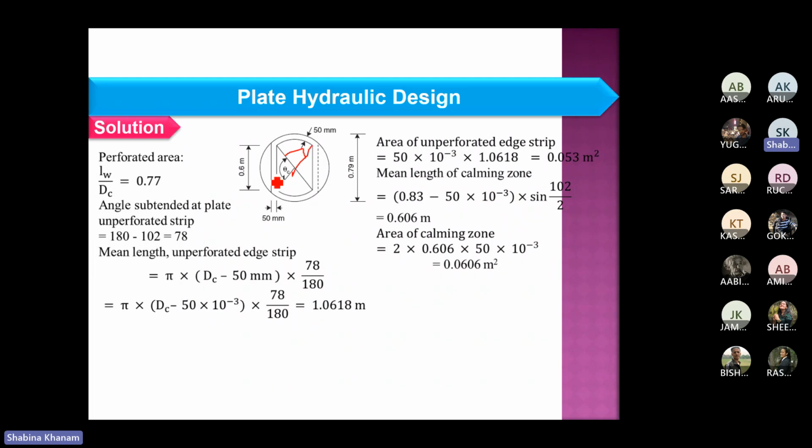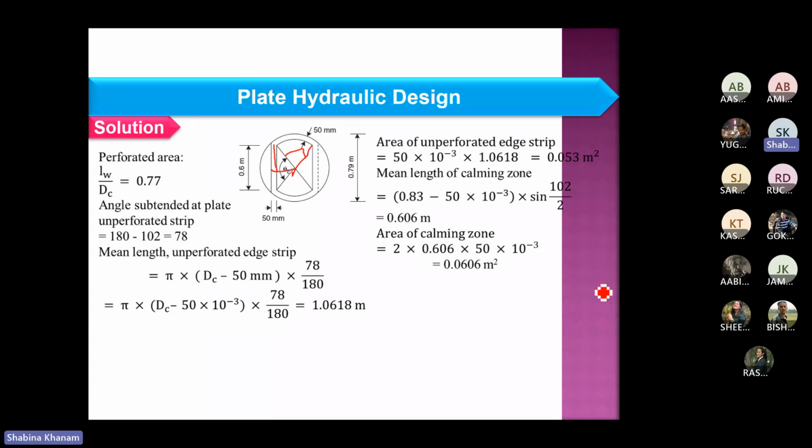Mean length of the calming zone, that is 0.83. It is not 0.79. This is the previous diagram I have used, but it should be 0.83 minus 50 to find out this mean length, into sine 108 by 2, because we need to consider this distance. This distance we have taken as this mean length, and area of calming zone is twice of this length into thickness. So 0.0606 meter square it should be there.